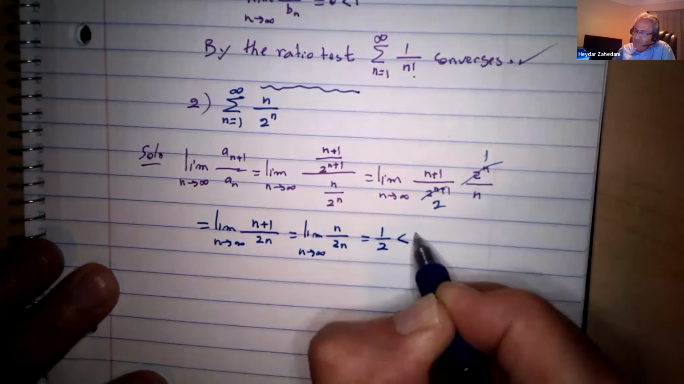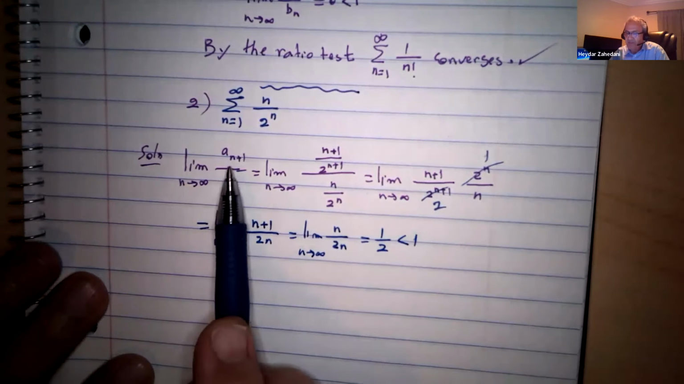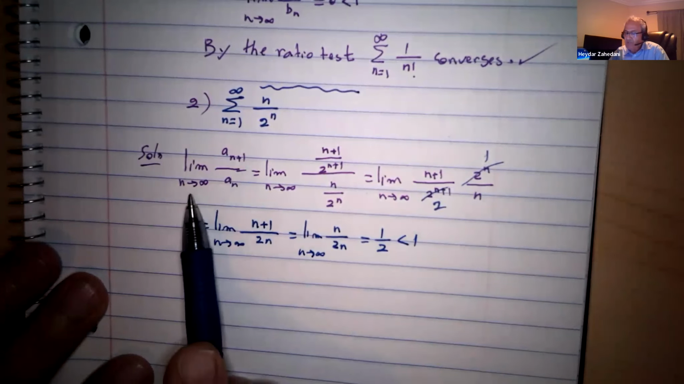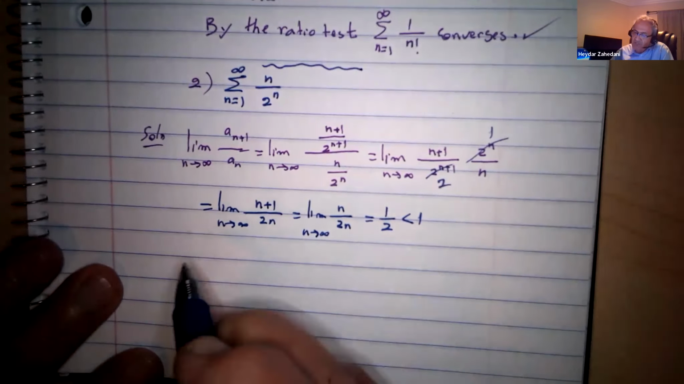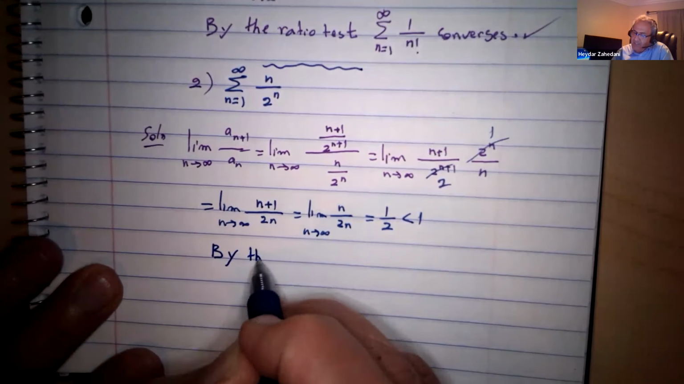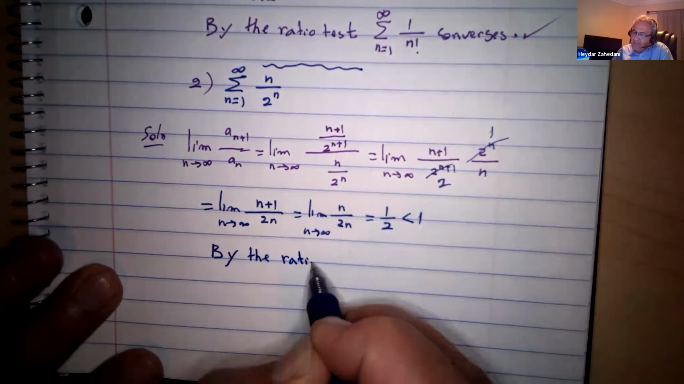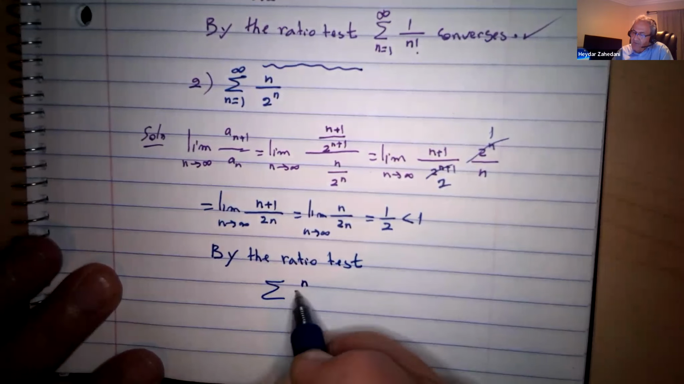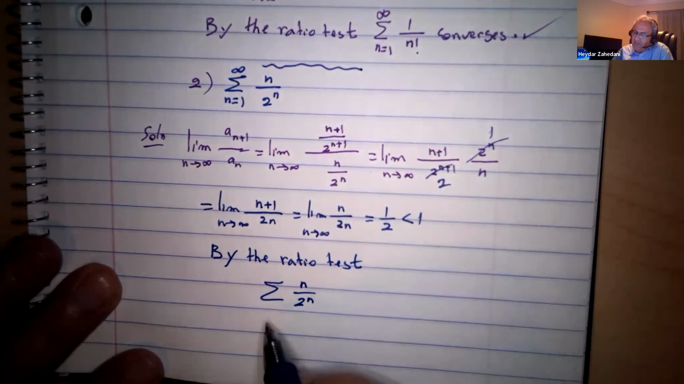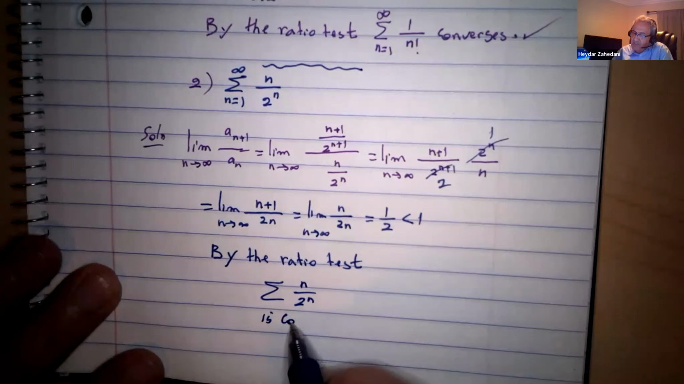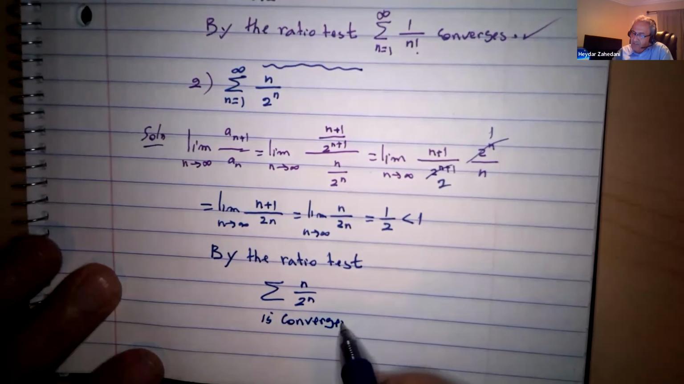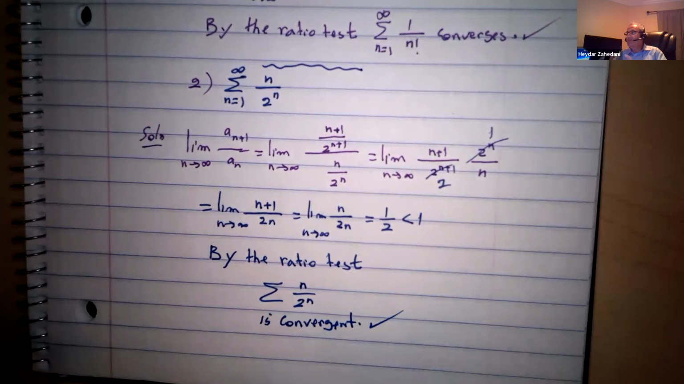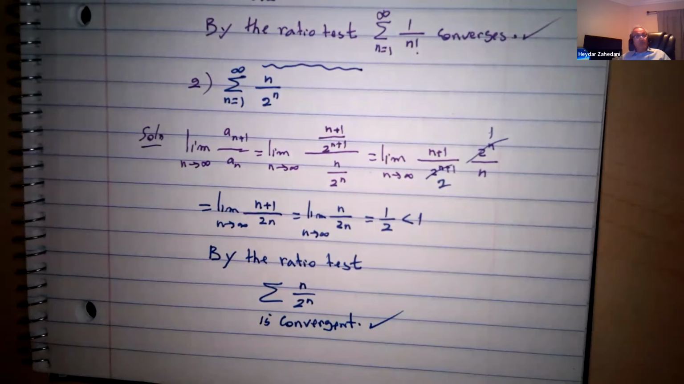And 1/2 is less than 1. See, the limit of a n plus 1 over a n as n goes to infinity is less than 1. So by the ratio test, your series, sigma of n over 2 to the n, is convergent. See, these are very typical problems that you have to use the ratio test to take care of.